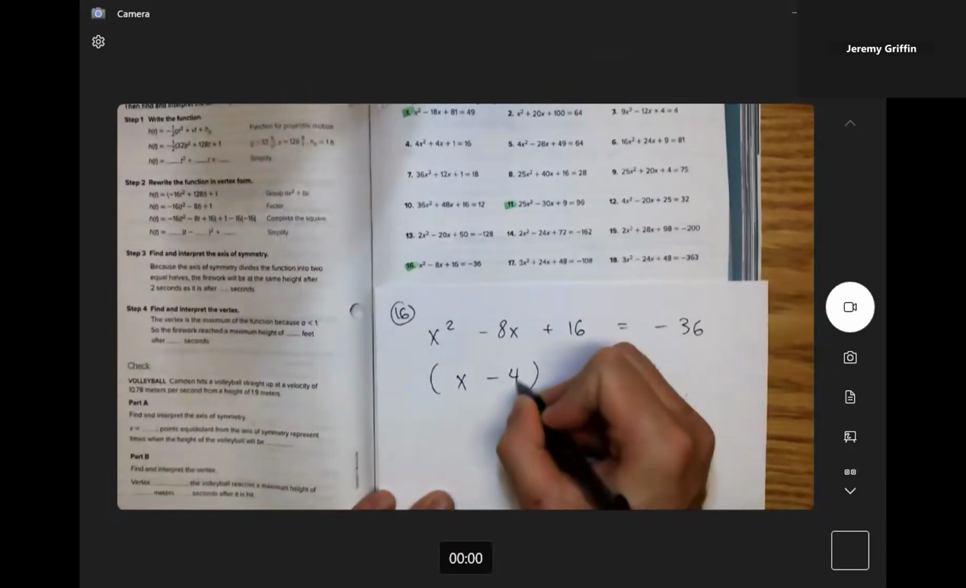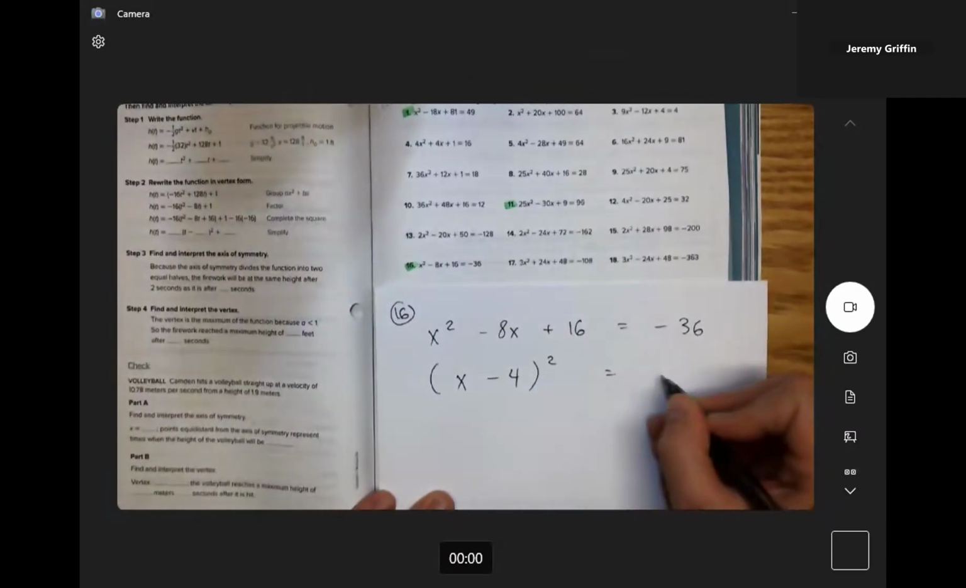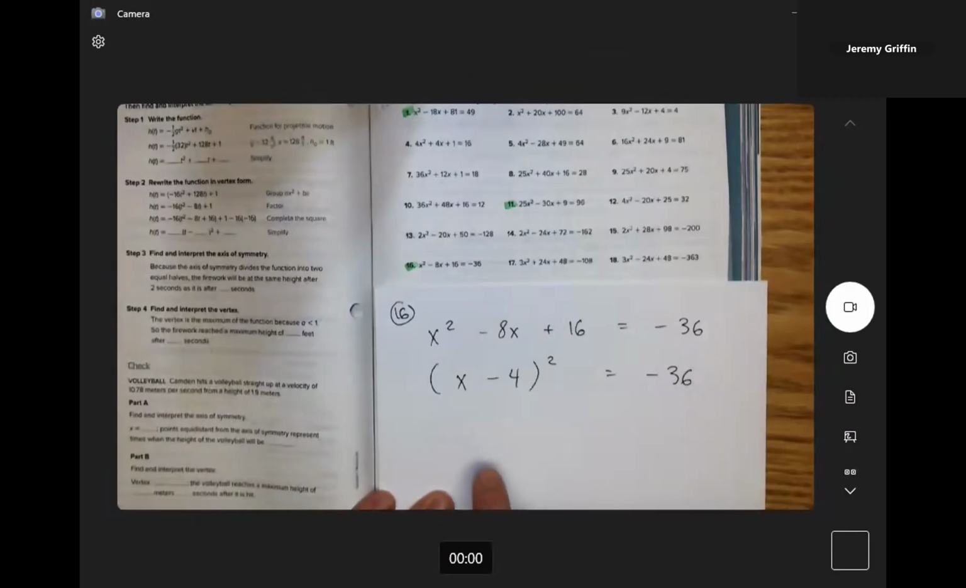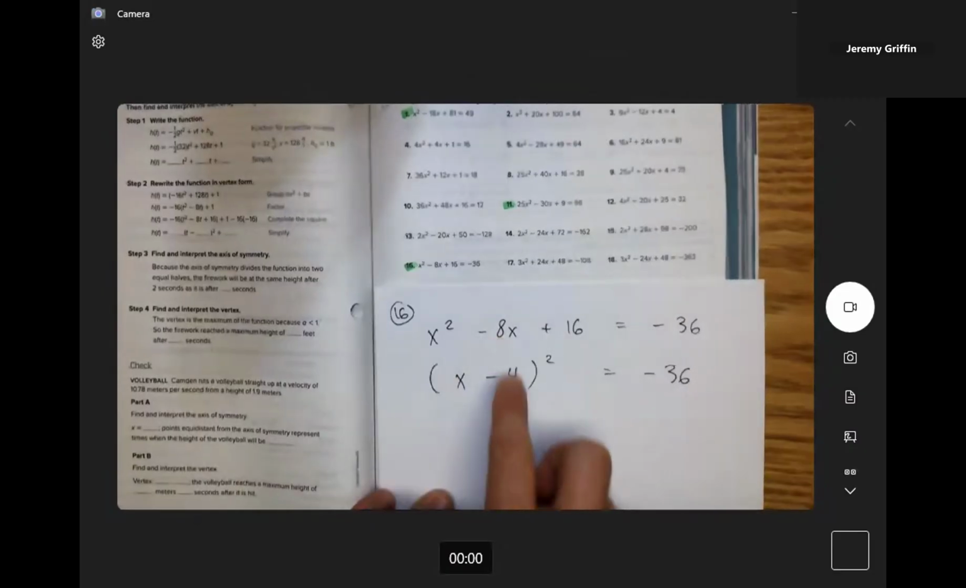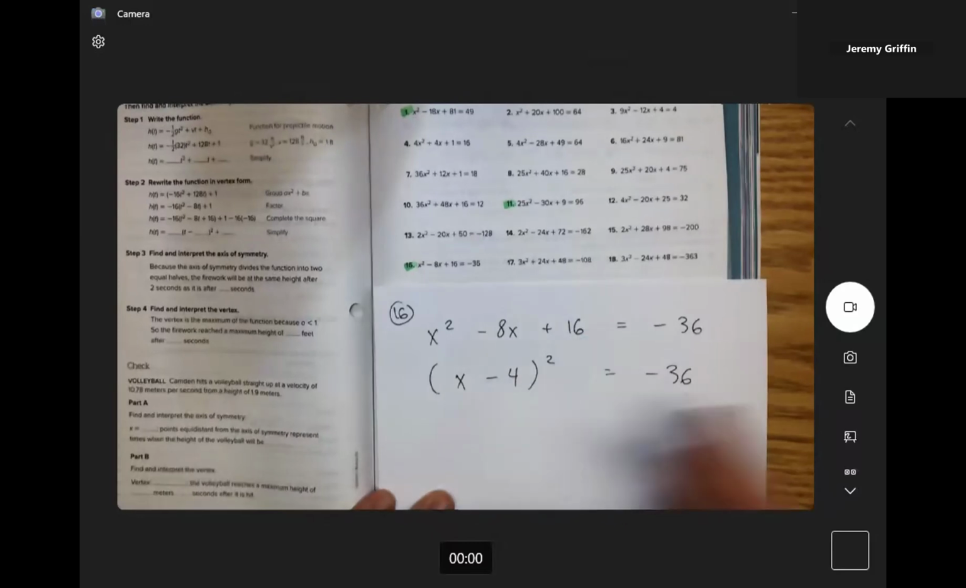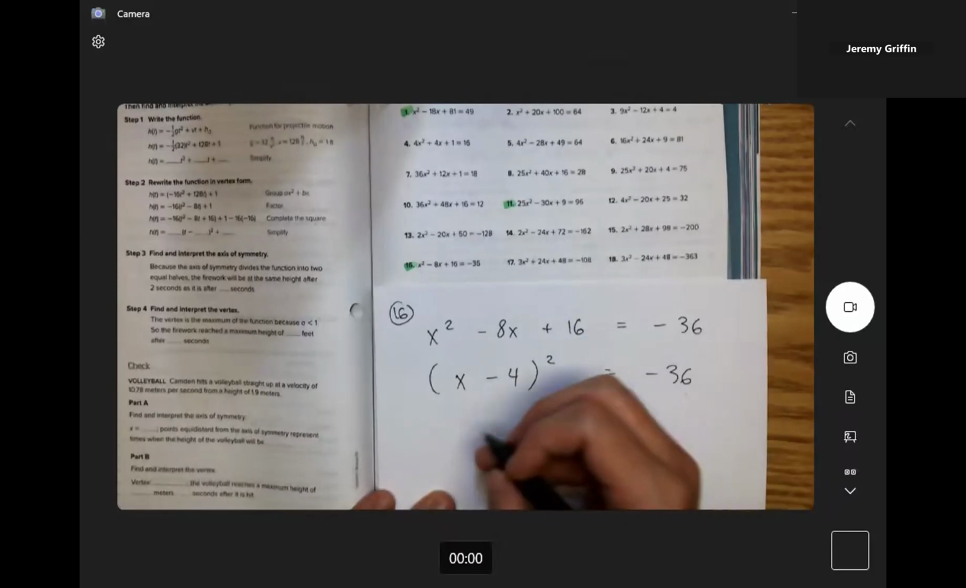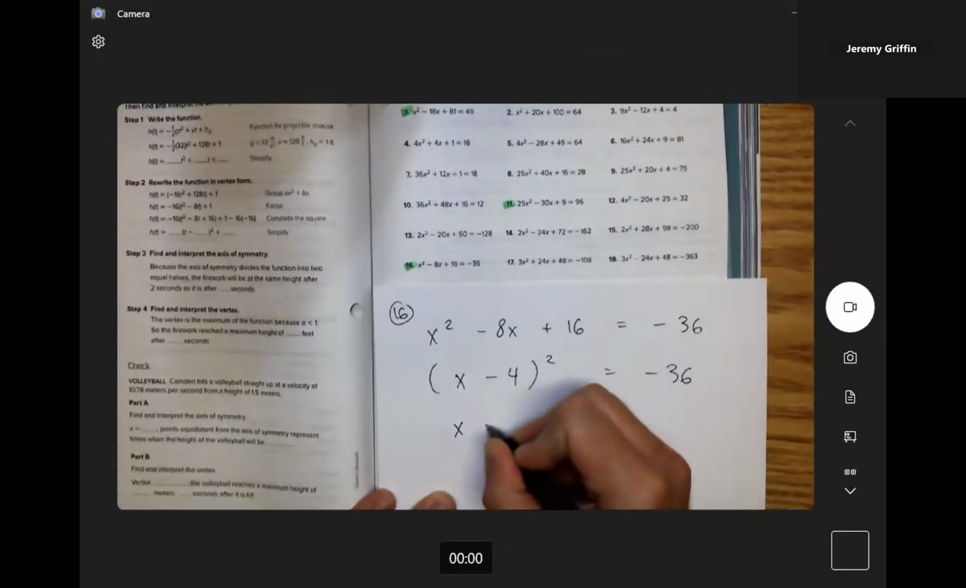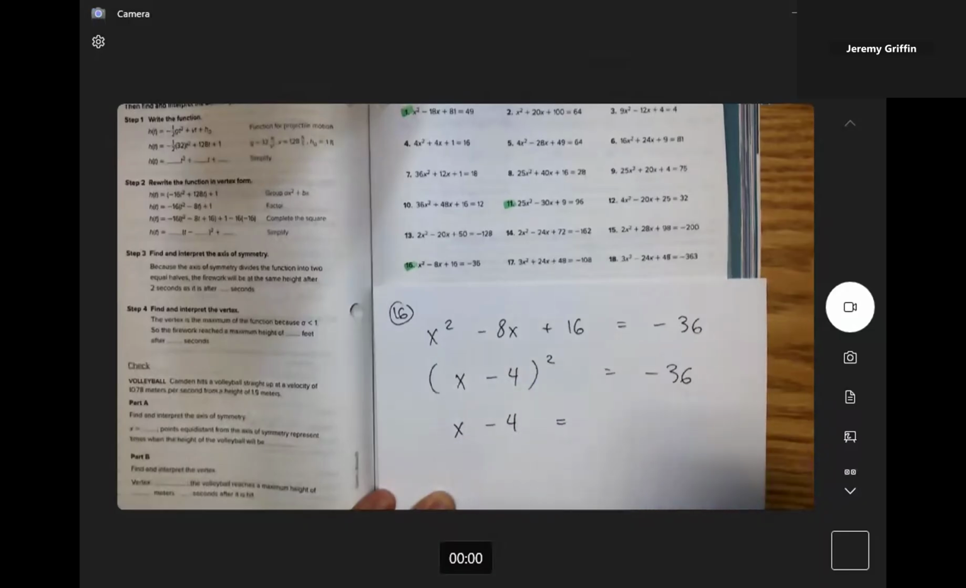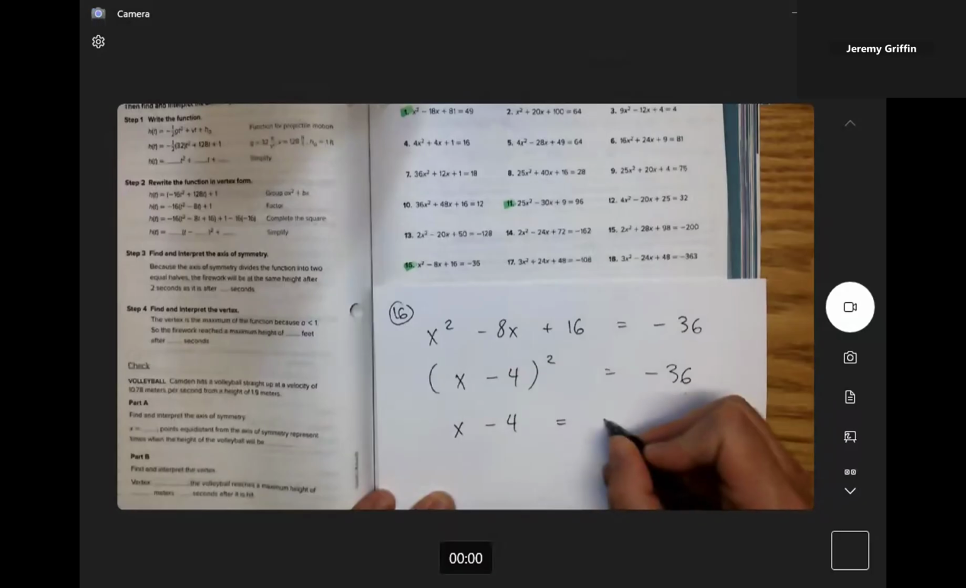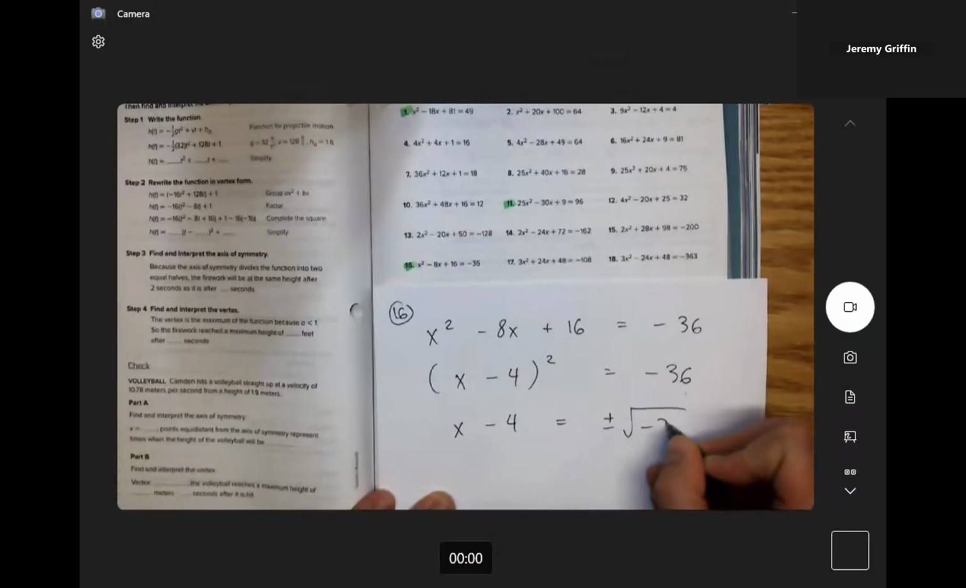X minus 4, quantity squared. Boom. Okay, yeah, I see what's happening. So x squared, -4x, -4x, plus 16. It all works. We're all good. So square root both sides. X minus 4 equals, and here's where we're taking the square root of a negative. So plus or minus root -36.